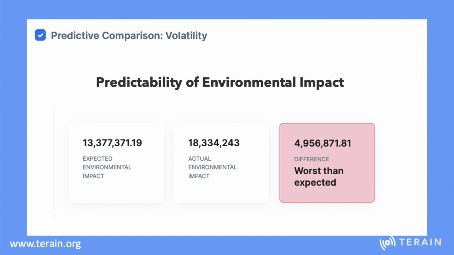Finally, we've got the predictive comparison setting, which produces only one index: the predictability of environmental impact. This index is a relative difference between two values: the company's actual environmental impact score and the expected environmental impact score for that same year.